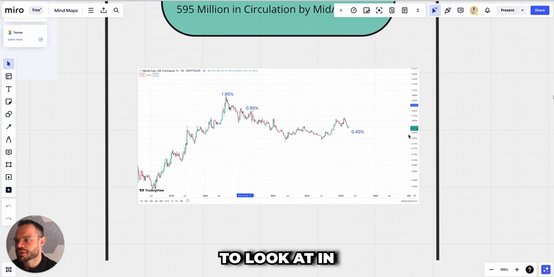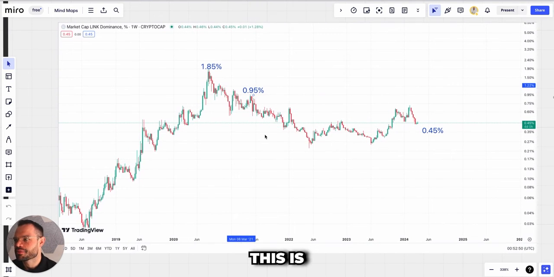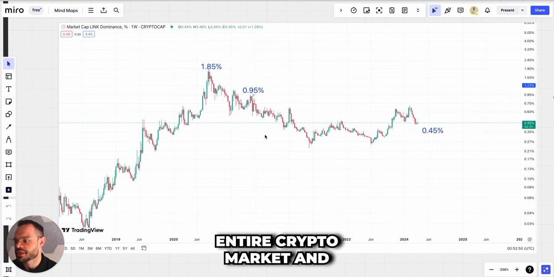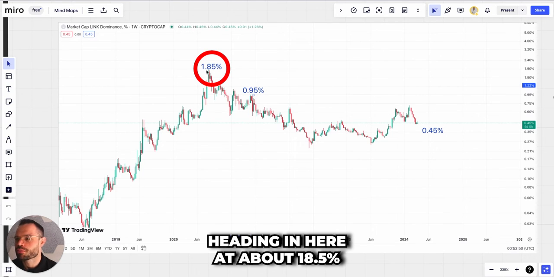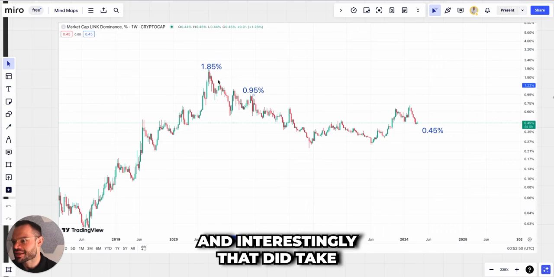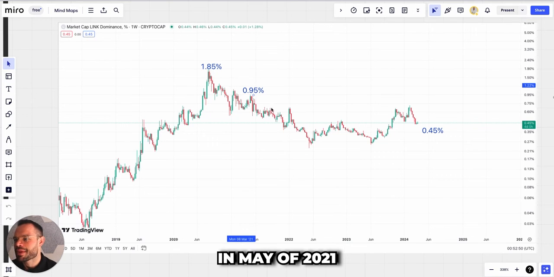Finally, the last thing we're going to look at in terms of tokenomics before jumping into the price prediction is the market dominance of Chainlink. And again, this is Chainlink's dominance versus the rest of the entire crypto market. Its all-time high in terms of market dominance hit here at about 1.85%. Interestingly, that did take place a number of months before it put in its actual market cap and price all-time high in May of 2021.